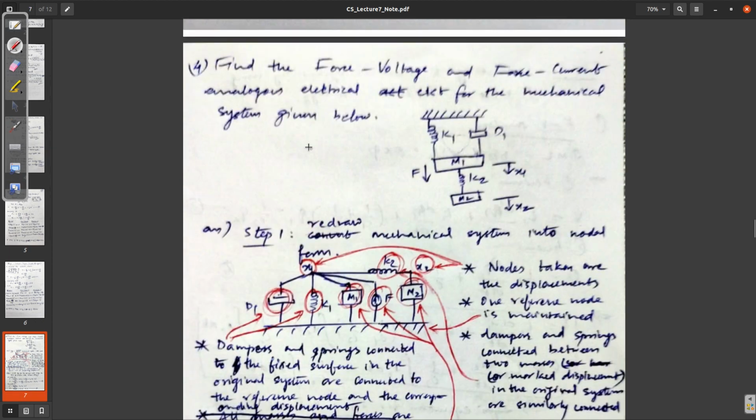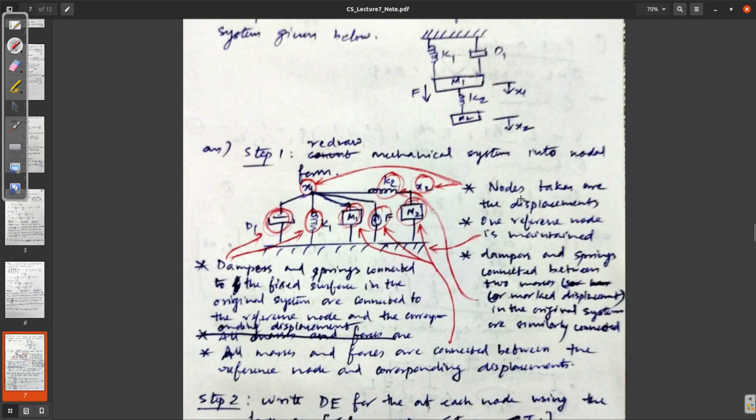Okay, now let's see a question. This is more important. The question is, find the force-voltage and force-current analogous electrical circuits for the mechanical system given below. This is the system. We have a fixed surface, a damper, a spring, a mass, again a spring, a second mass, and a force applied to the middle one, M1, and we have X1 and X2.